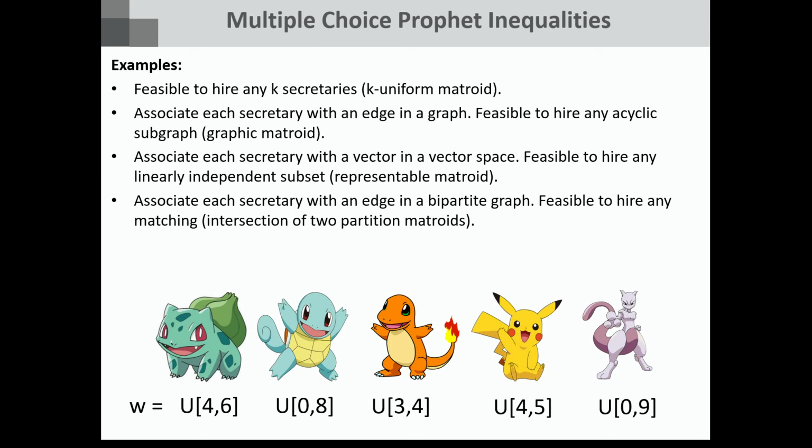Okay, let me just give you some examples of what these feasibility constraints might look like. So maybe you're trying to fill k positions, and it's feasible for you to hire any set of k secretaries. Or maybe you associate to every secretary an edge in a graph, and it's feasible for you to hire any acyclic subgraph. Or maybe you associate each secretary with a vector in a vector space, and it's feasible for you to hire any linearly independent subset. Or maybe you associate each secretary with an edge in a bipartite graph, and it's feasible to hire any matching. Okay, so these are just examples of what these feasibility constraints might look like.